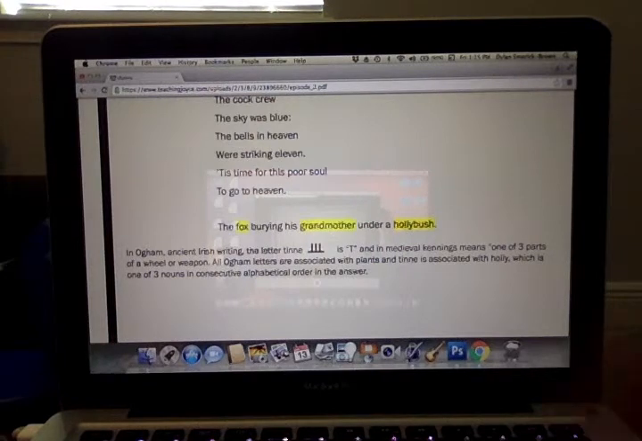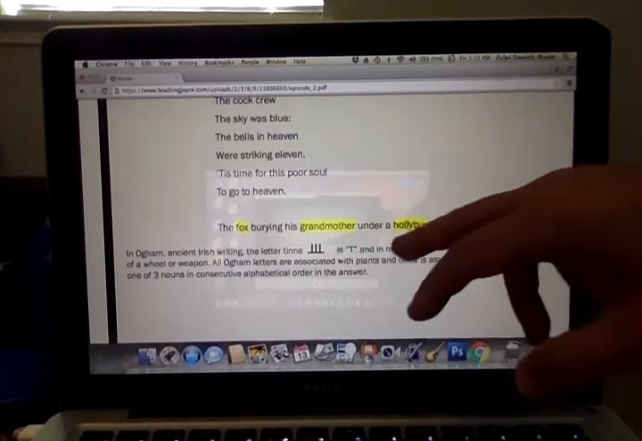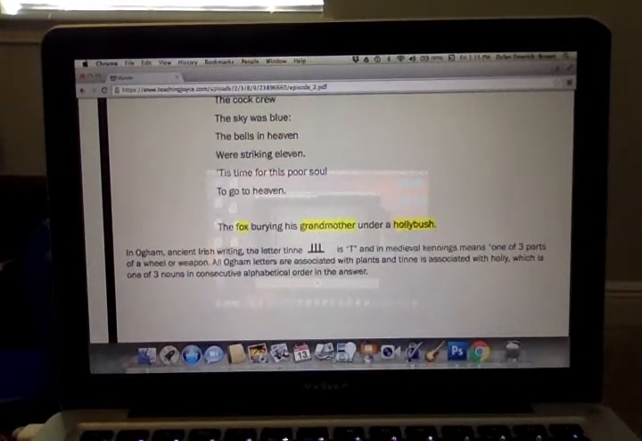And then you've got here fox, grandmother, hollybush. So remember, in medieval kennings, the tinne means one of 3 parts of a wheel or weapon. All Ogham letters are associated with plants, and tinne is associated with holly, which is one of the 3 nouns in consecutive alphabetical order in the answer.